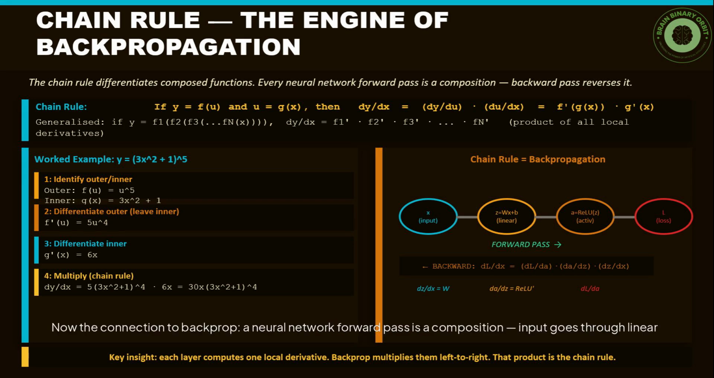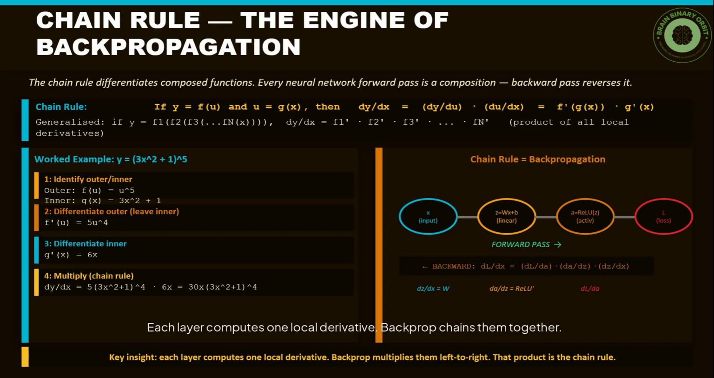Now the connection to backprop. A neural network forward pass is a composition. Input goes through a linear layer, then an activation, then another linear layer, to the loss. The backward pass multiplies local derivatives. dL/dw equals dL/da times da/dz times dz/dw. That product of 3 terms is the chain rule applied to the network composition. Each layer computes one local derivative.